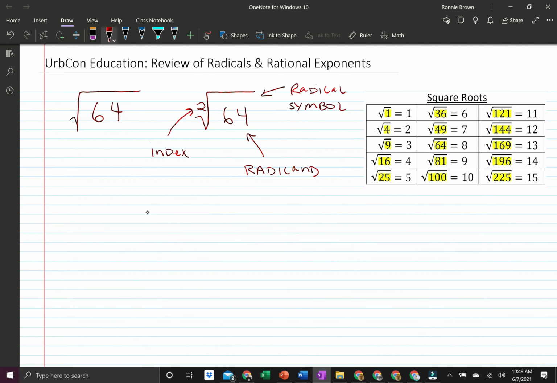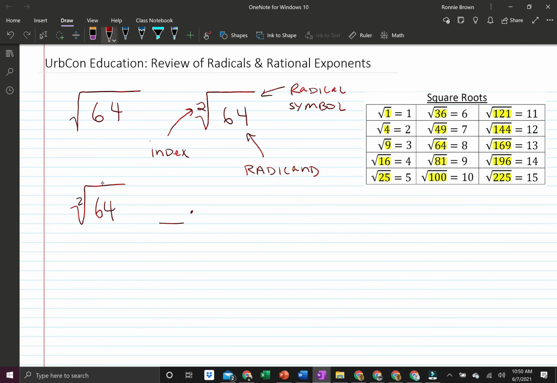So I called it a square root just a few seconds ago, and it's a square root because we're taking the second root of 64. If we had a 3 in the index, I would call it the cube root or the third root. If there's a 4 in the index, we are taking the fourth root, right? A lot of times people call the second root of some value the square root.